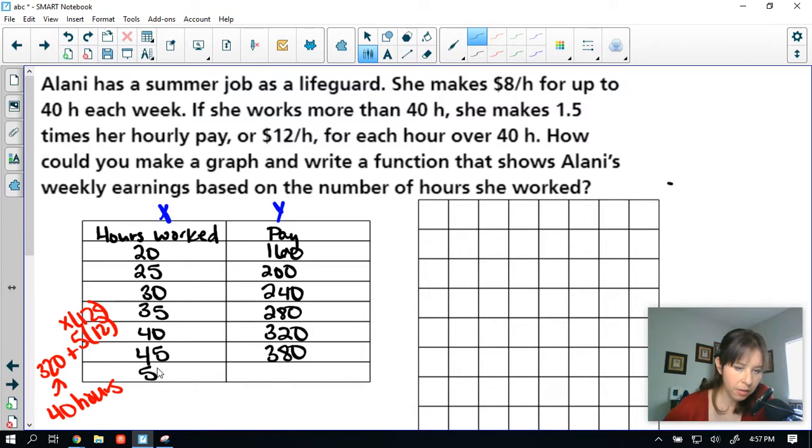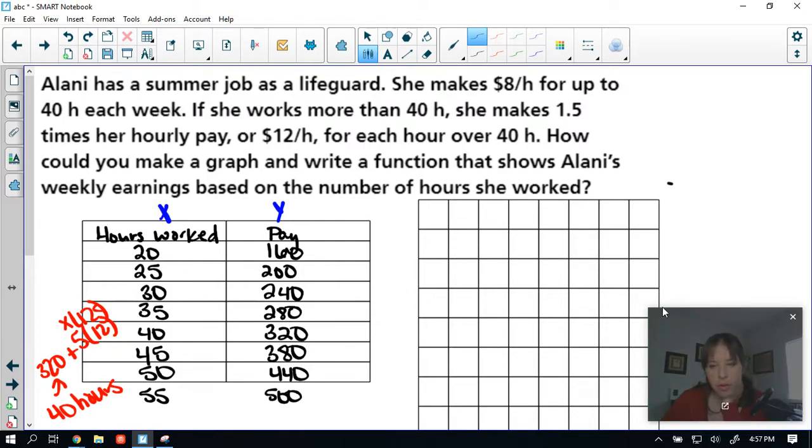At 50 hours, we are looking at 440. And I'm just going to go a little bit further. I'm going to go to 55. So at least we have 3 data points in our new chart. And this is going to be 500, in our new data set.